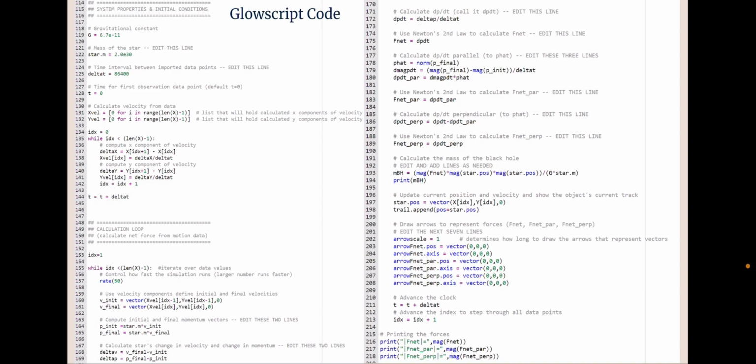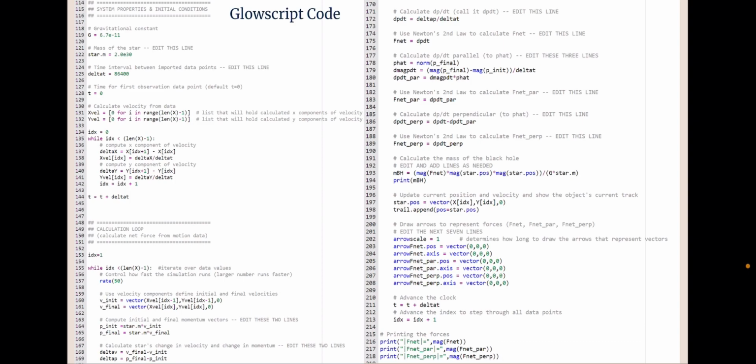and I'll show everything that I needed to plug in, and it also has our initial conditions. First, we have to plug in the mass of the star, which was given to us to be 2e30, and we have to change our delta t to 86,400, representing a full day in seconds. We also have our gravitational constant, which is 6.7e-11. To get the initial and final momentum, we have to multiply the mass of the star by its velocity components, shown in lines 164 and 165.